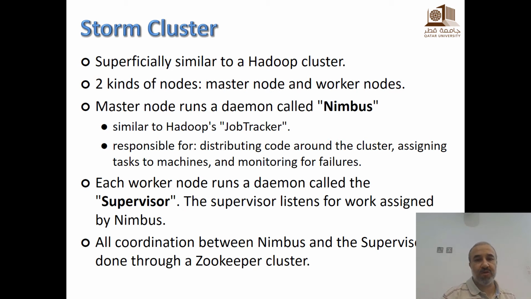So 2 kinds of nodes, master and worker nodes. The master is called Nimbus. It is very similar to the job tracker in Hadoop. So it's responsible for distributing the code as the master node. Remember when we log into the cluster, we log into the master node and then submit our job. That means that our code actually is copied to the worker nodes. So similar things happen here by the Nimbus, which is the master node. Each worker runs the supervisor daemon and listens for tasks that are assigned by the master node. And the coordination is done by Zookeeper.